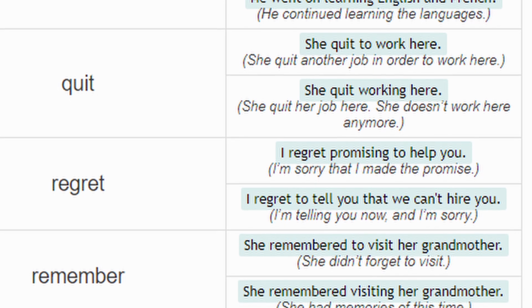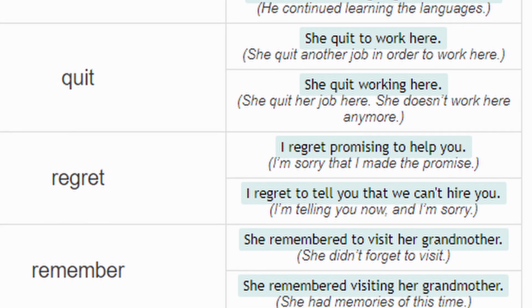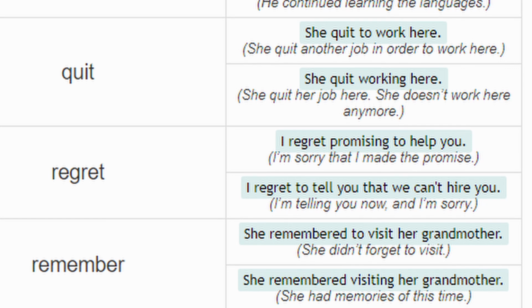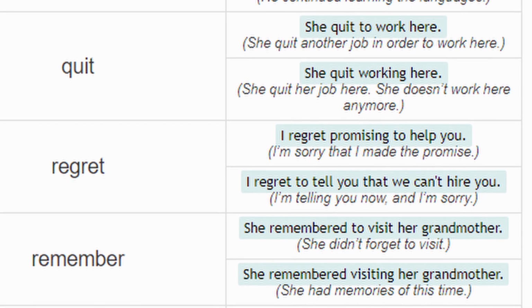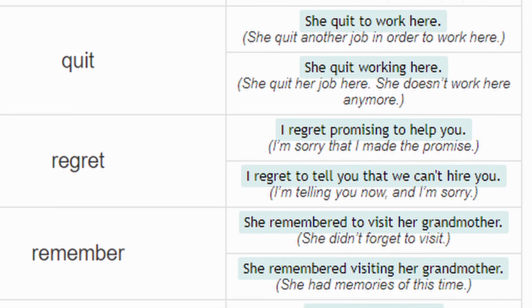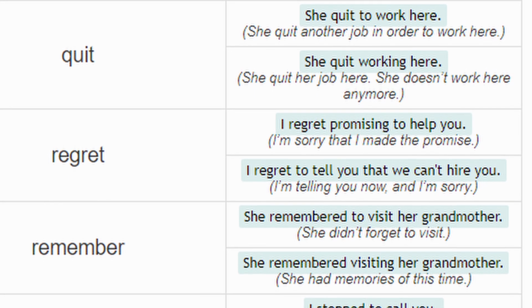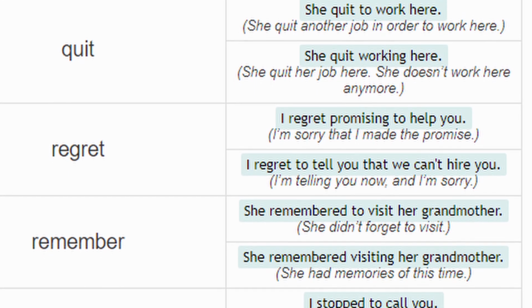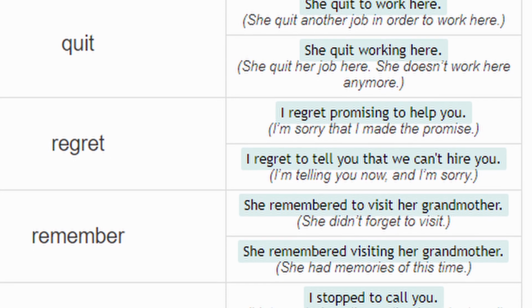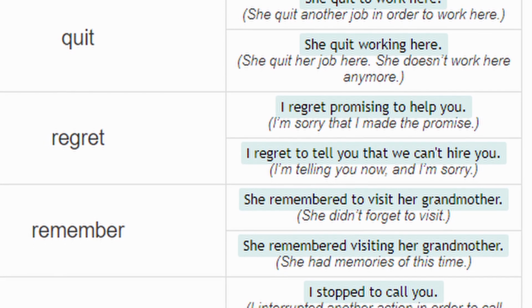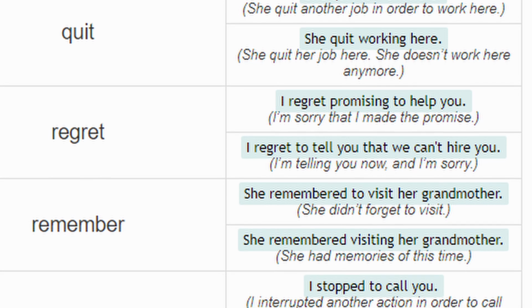For the verb regret, we could say I regret promising to help you. This means that I'm sorry that I made the promise. But if we say I regret to tell you that we can't hire you, this means that I am telling you now, so I'm sorry.